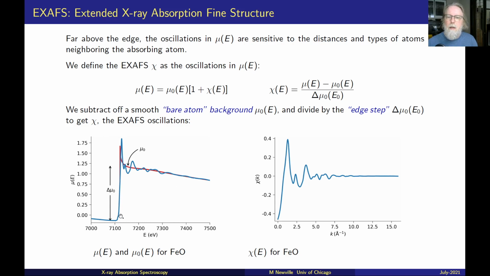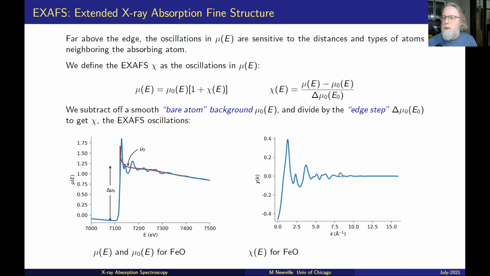So we'll see in our same spectra, we can model a bare atom mu of E, a background, and isolate the oscillations. We'll describe how this is done in a later video, including dividing by this edge jump or edge step. But with that, we get the extended oscillations.